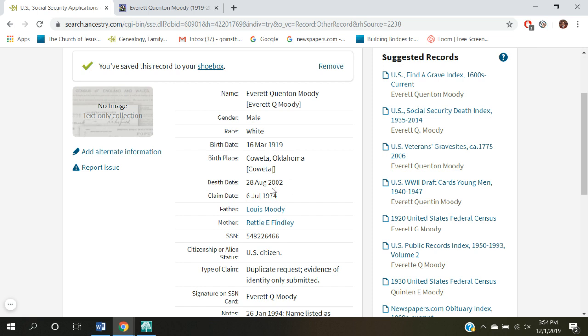And it says here that before he died, he made a claim on July 6, 1974. And that may be from him retiring. If you add 1919 to 65, you're going to get, let's see, 65. Looks like he was 55 when he made this claim. It doesn't say why, though. But this gives me a source that verifies a lot of information about Everett Quentin.